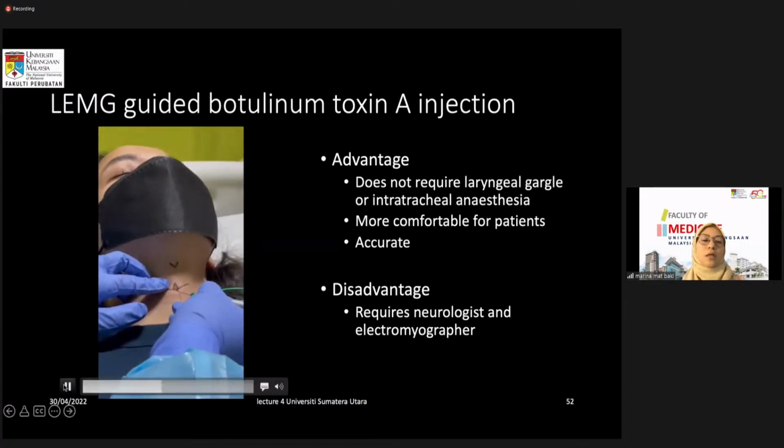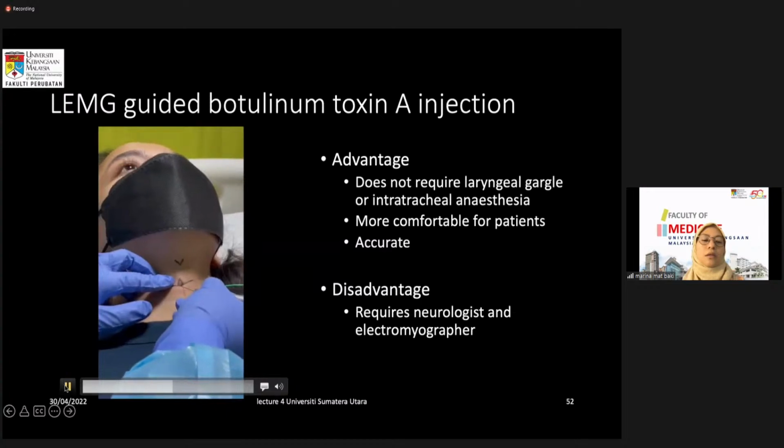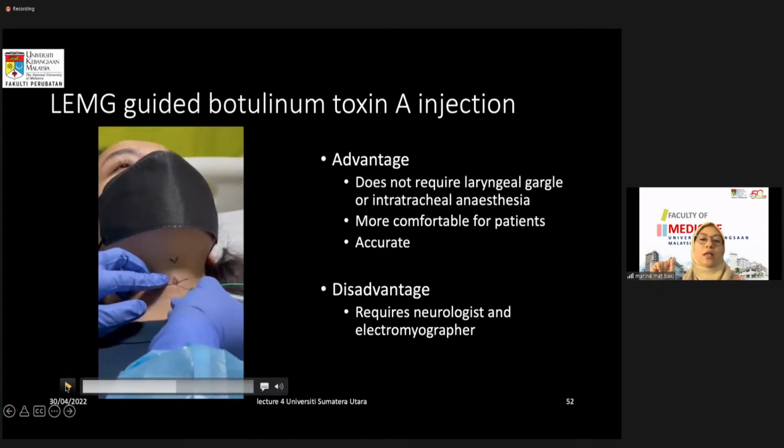Okay, try saying E. So I hope you can appreciate that when I tell the patient to say E, you can hear the raindrops sound. That is the sound from the laryngeal EMG machine showing that the needle is in the paraglottic space, in the adductor muscle. Because with E, the vocal cords are adducted. Therefore, the adductor muscles are contracting and giving the signals on the laryngeal EMG. So when you are sure that the needle is already in the muscle, then you inject the botulinum toxin A, which you can see the syringe over here attached to the needle.